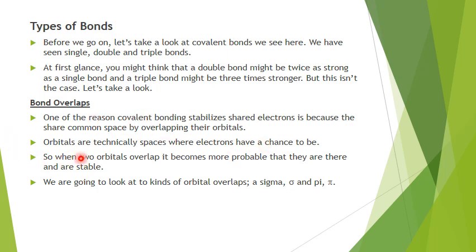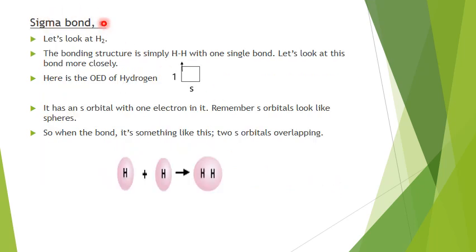But anyways, when two orbitals overlap from two different atoms, making that orbital more probable becomes more so, and therefore more stable. So the more overlap, the better. We're going to look at different kinds of overlaps. We're going to look at an overlap called a sigma bond, symbolized by the Greek symbol, and a pi bond. First we'll look at a sigma bond.